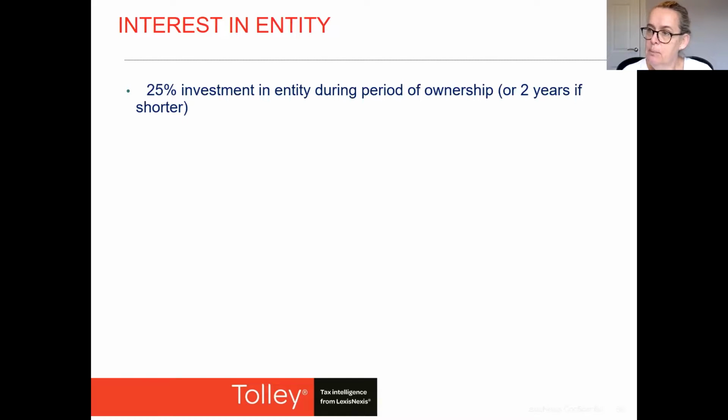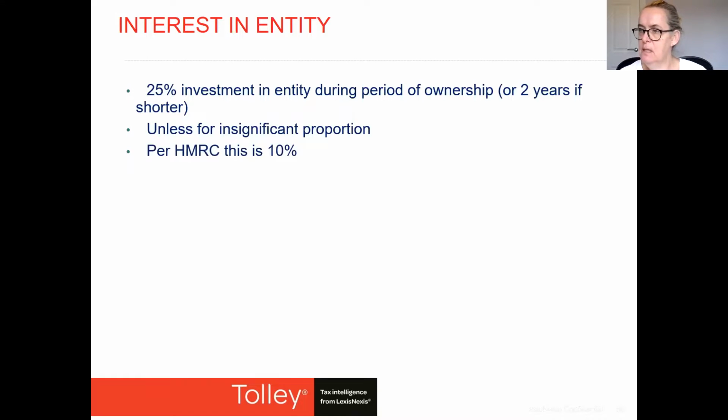You are only taxable as the individual holding shares, or the person holding shares in that company, if you have at least a 25% holding in the entity during the period of ownership, or 2-year period if that is shorter. So you only go backwards 2 years. Unless you have had more than 25% for what represents an insignificant proportion of the time. And that in HMRC's view is less than 10% of the time.